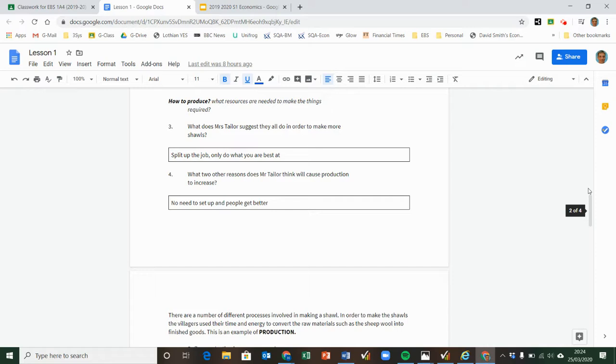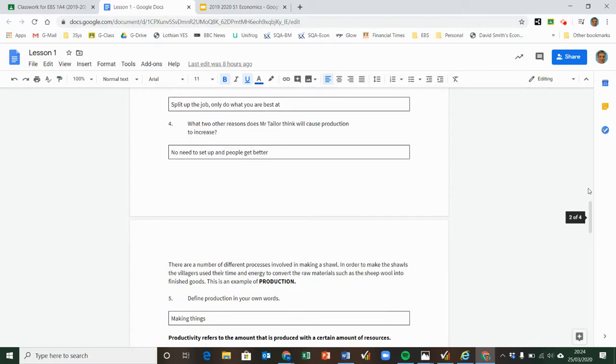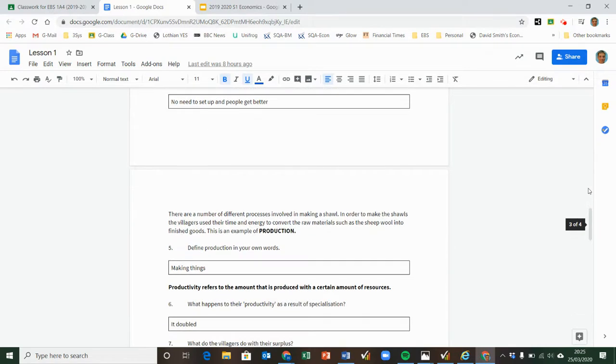Now, there are a number of different processes. We can see this, right? Define production in your own words. What do you get, guys? Well, I just put making things. Pretty simple. Production. And then we see productivity, that's a different word, refers to the amount that's produced with a certain number of resources. And what happens to productivity? Oh, it doubled. You remember they managed to make twice as many by doing this system, wasn't it, Mrs.